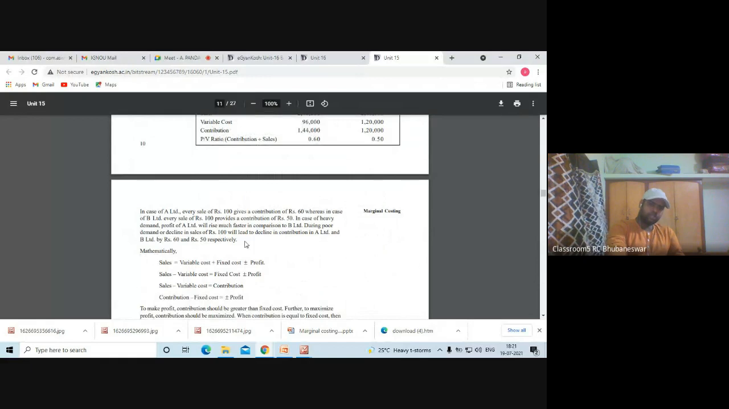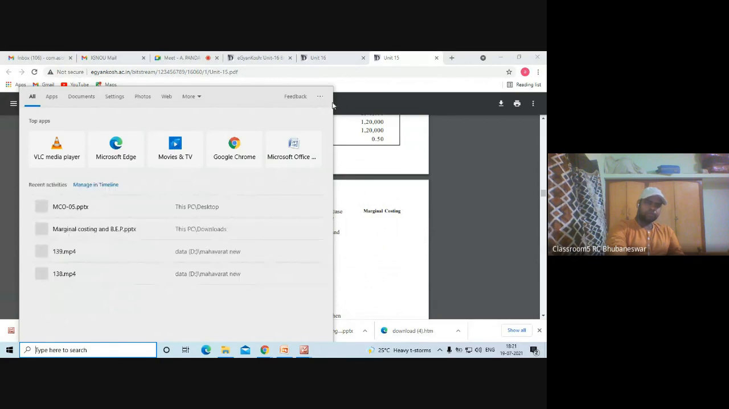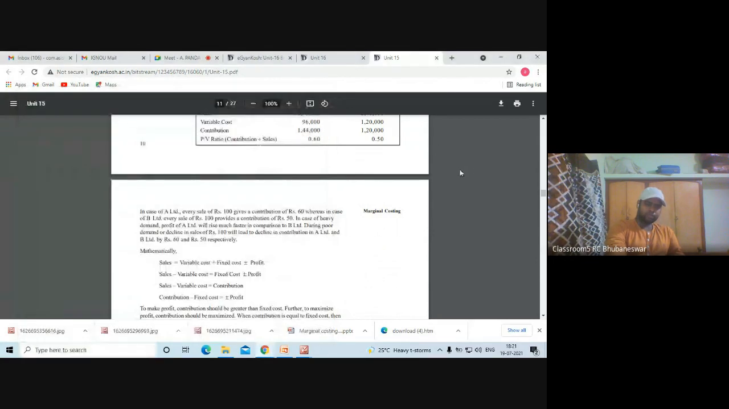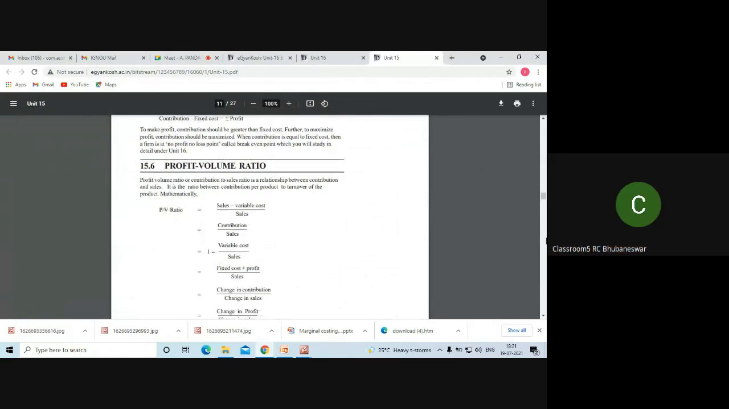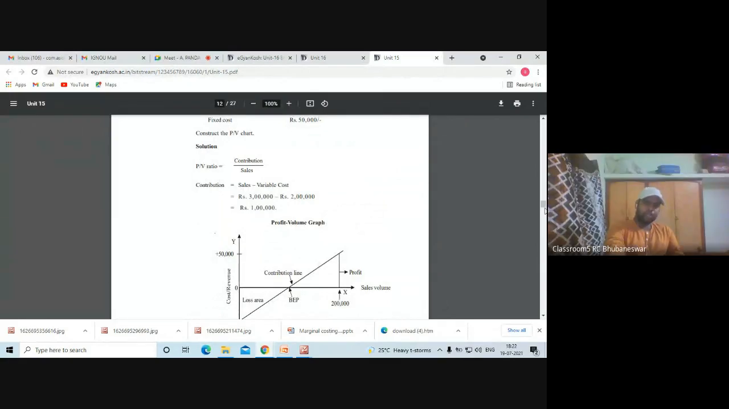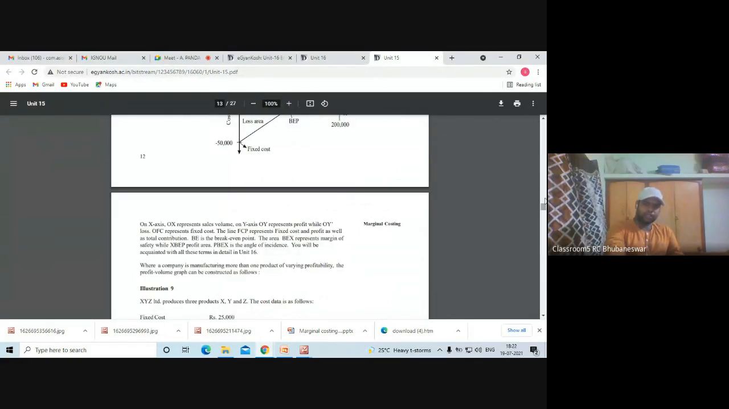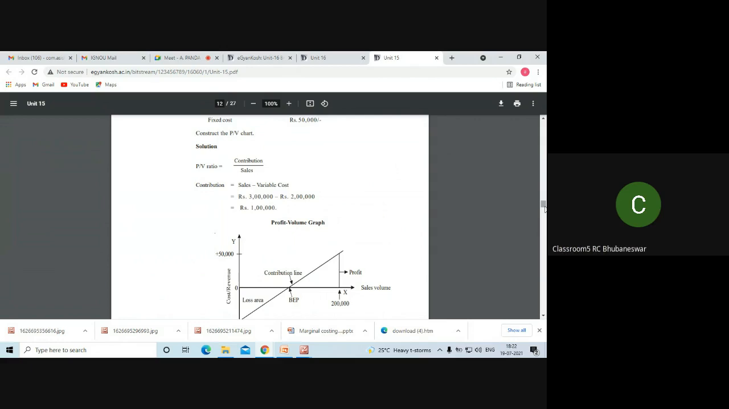These portions we had already completed. PV ratio also we had discussed. All these. This is the graph. You can see this one here. Here this is the BEP. See this one.